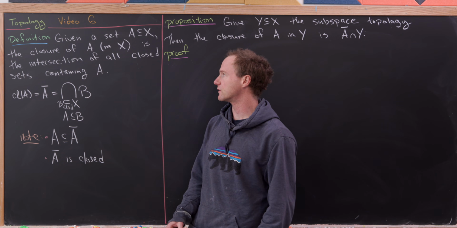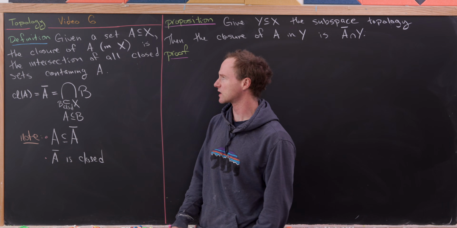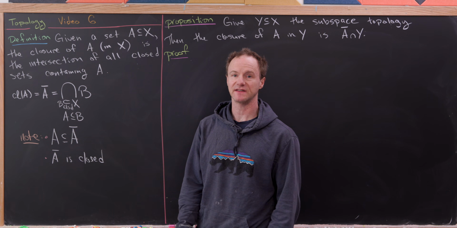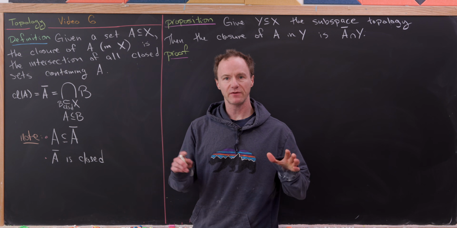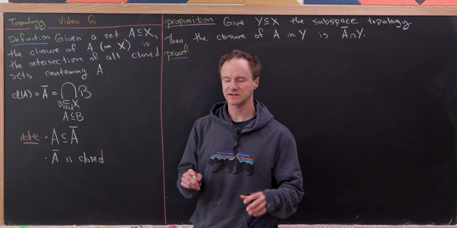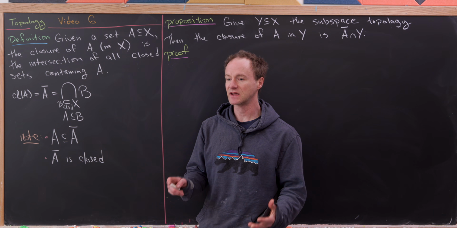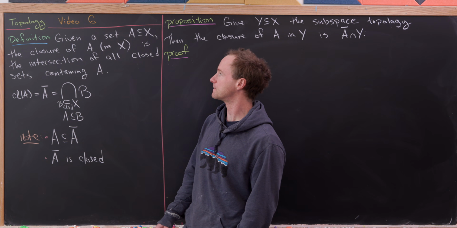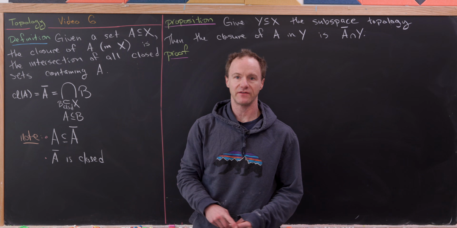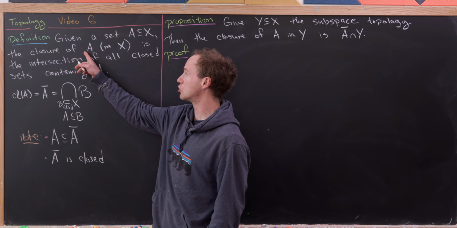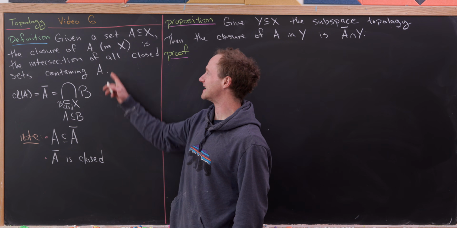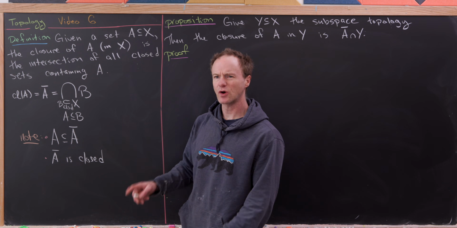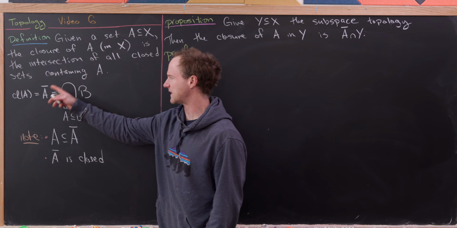This is the sixth video in our series on topology, and today we're going to talk about the closure of a set. So let's jump right into the definition. Let's say we've got a topological space X. That means we've got a set X and a collection of open sets of X. Given any subset A of X, we define the closure of A to be the intersection of all closed sets containing A.